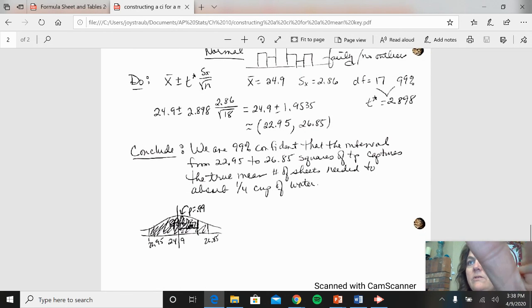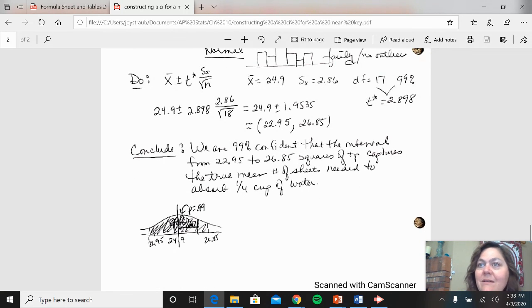So our conclusion will be we are 99% confident that the interval from 22.95 to 26.85 squares of TP will capture the true mean number of sheets needed to absorb a quarter cup of water. Make sure you have your confidence level, your interval, and your context in your conclusion.